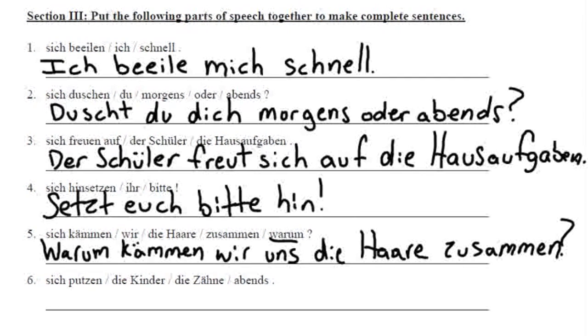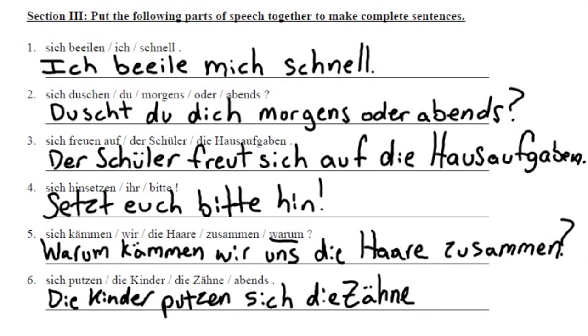The next one is back to being a statement, so we start our sentence with the subject, which is die Kinder, the children. After that, we have to have our verb conjugated to go with the plural form die Kinder, which is putzen. After that, we have a reflexive, which is the plural form, which is sich. Then we have die Zähne. Die Zähne is our direct object here, which means that sich is actually the dative form. And then the time, abends, when it's happening. The children are brushing their teeth in the evening. Die Kinder putzen sich die Zähne abends.